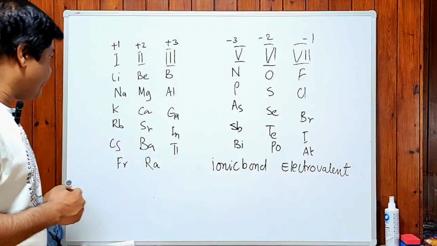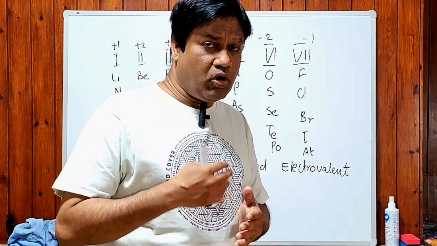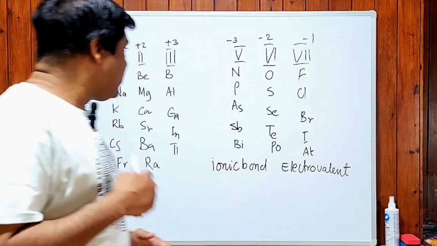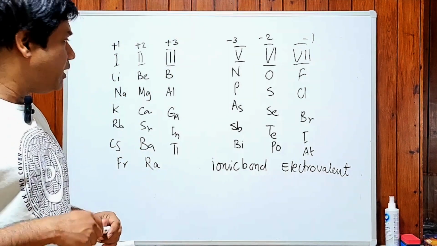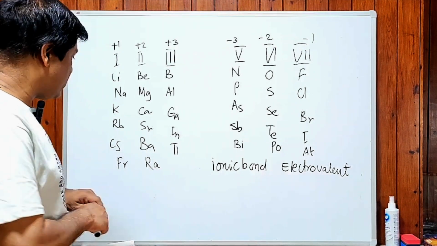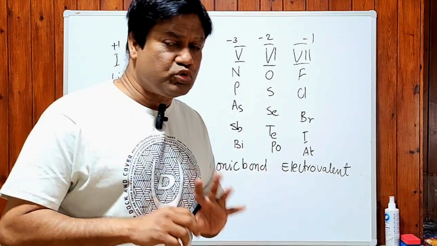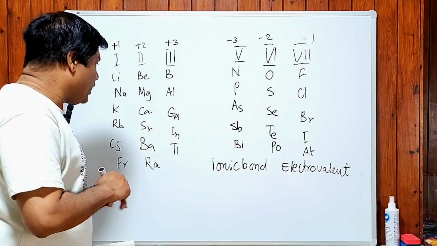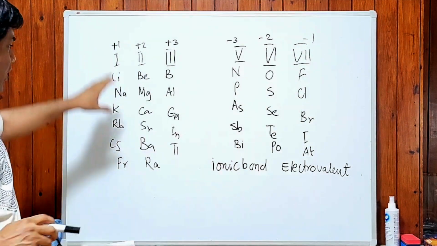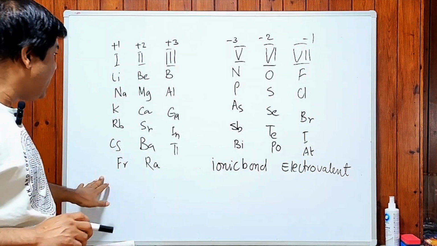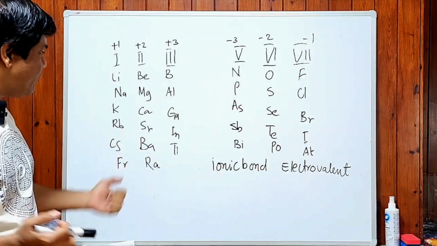Fine. Now, how to write the chemical formula of an ionic compound? I gave the example of some ionic compounds in my last video. Let's see. Can you write the chemical formula of sodium chloride? Let's do group 1 and group 7. Very easy. Any group 1 metal and any group 7 non-metal can easily form ionic bonding.